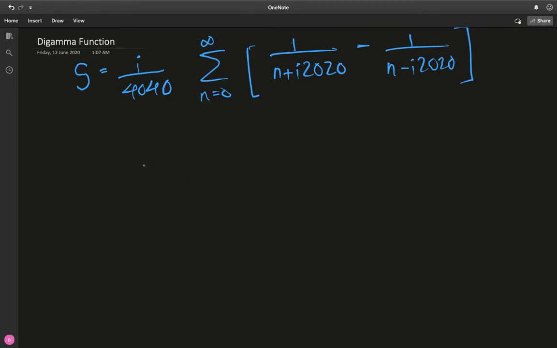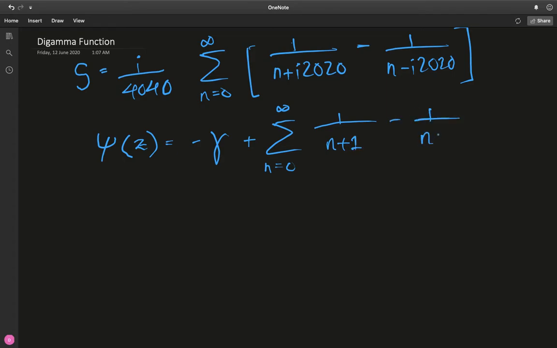So at this point I would like to draw your attention to something that's called the digamma function, and that's defined as, say you have a digamma of a variable, say z, that's defined as minus Euler-Mascheroni constant plus the sum from n equals 0 to infinity of 1 over n plus 1 minus 1 over n plus z, basically the variable.